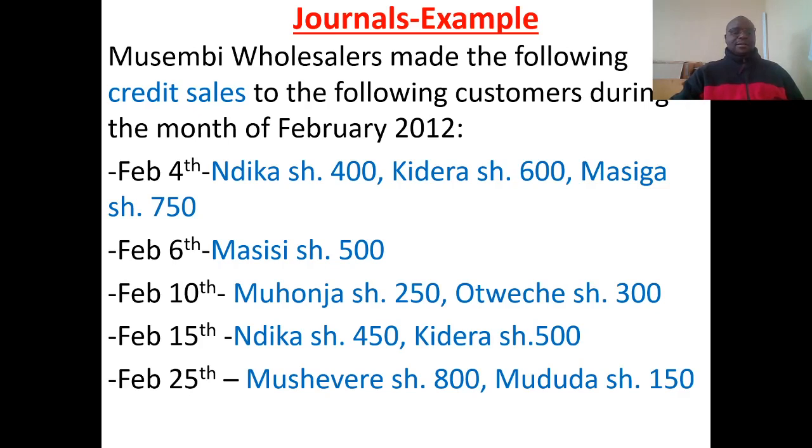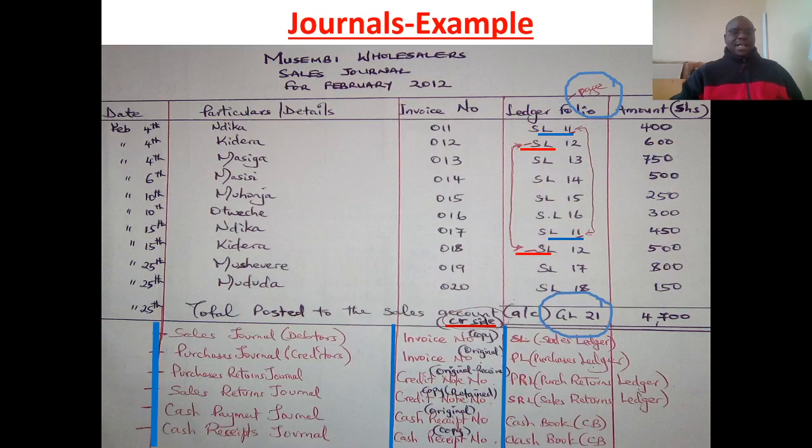On February 10th, Mosembi wholesalers sold goods worth 250 to Muhonja and 300 shillings to Otweche. On 15th February, Mosembi wholesalers sold goods worth 450 to Ndika and 500 shillings to Kidera. These are repeat buyers or debtors, because they had bought items before, these two, Kidera and Ndika. On 25th, Mosembi wholesalers sold goods worth 800 shillings to Mushevere and 150 to Moduda. So we'll establish a sales journal to capture those credit sales to those debtors.